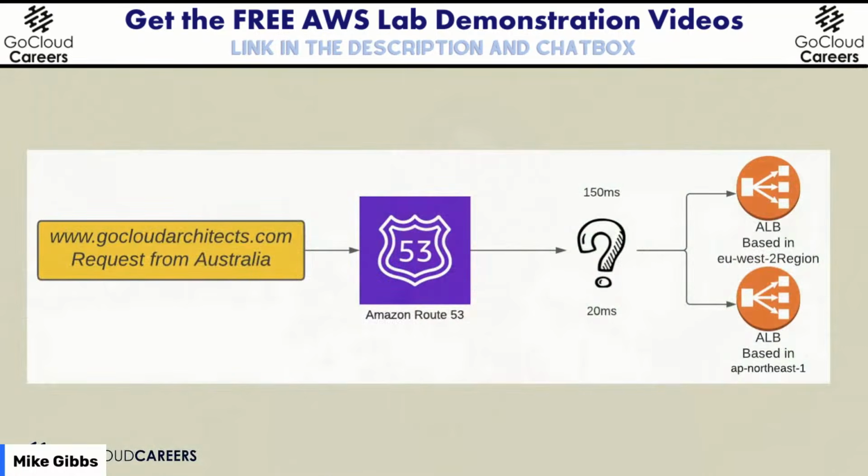So it's really about this. If somebody wanted to come to Go Cloud Architects from Australia, it would be better to send them to the load balancer that's closer to them. Very simple to understand. So hope that makes sense.